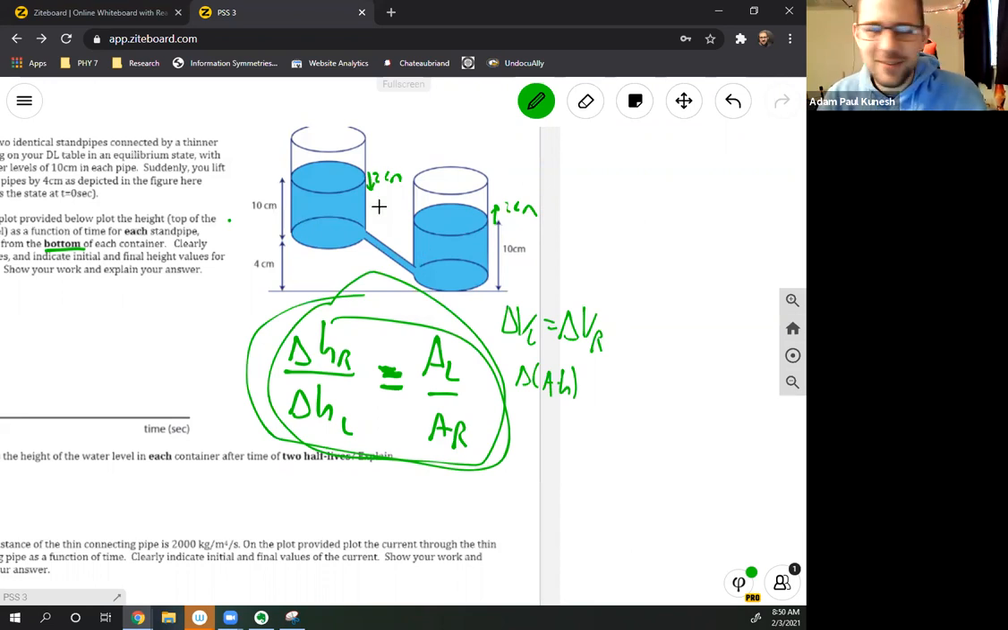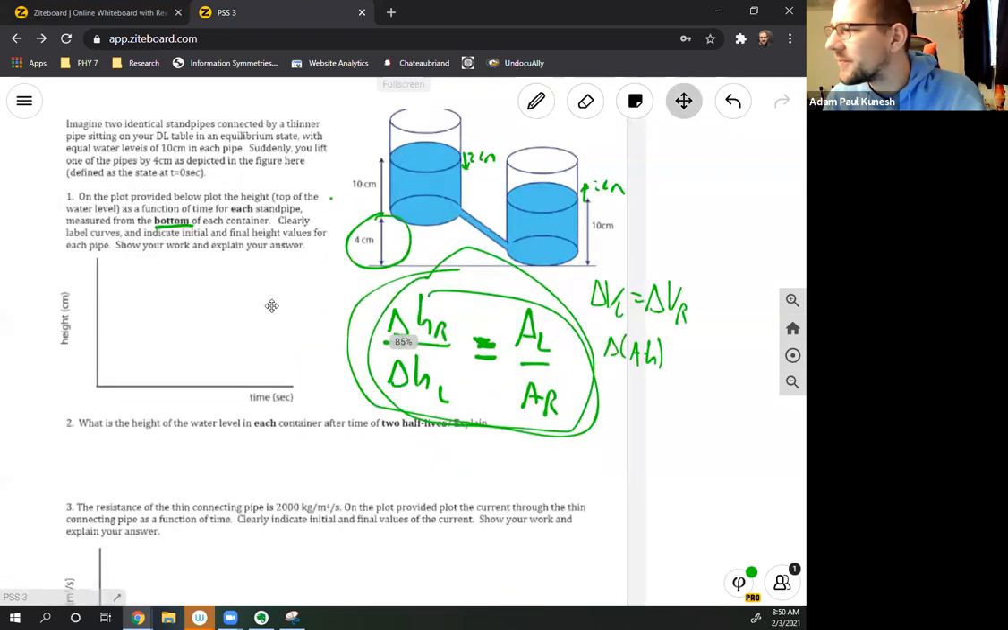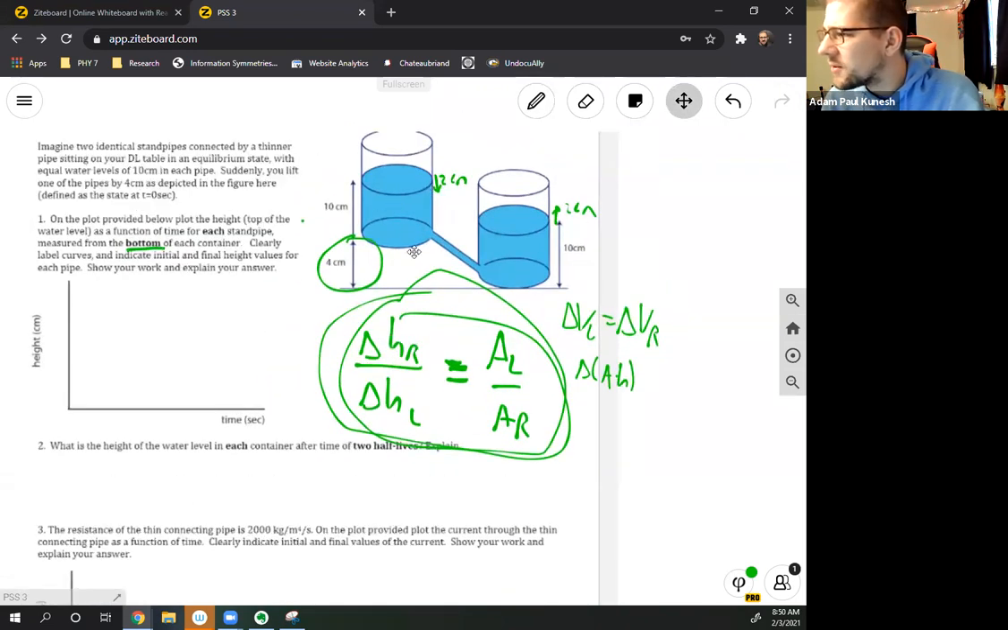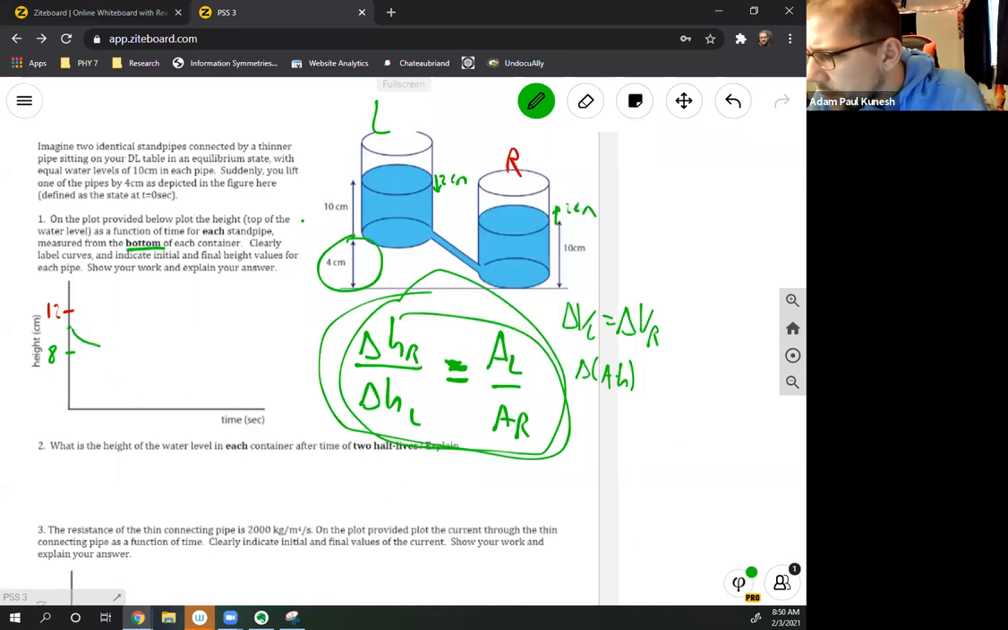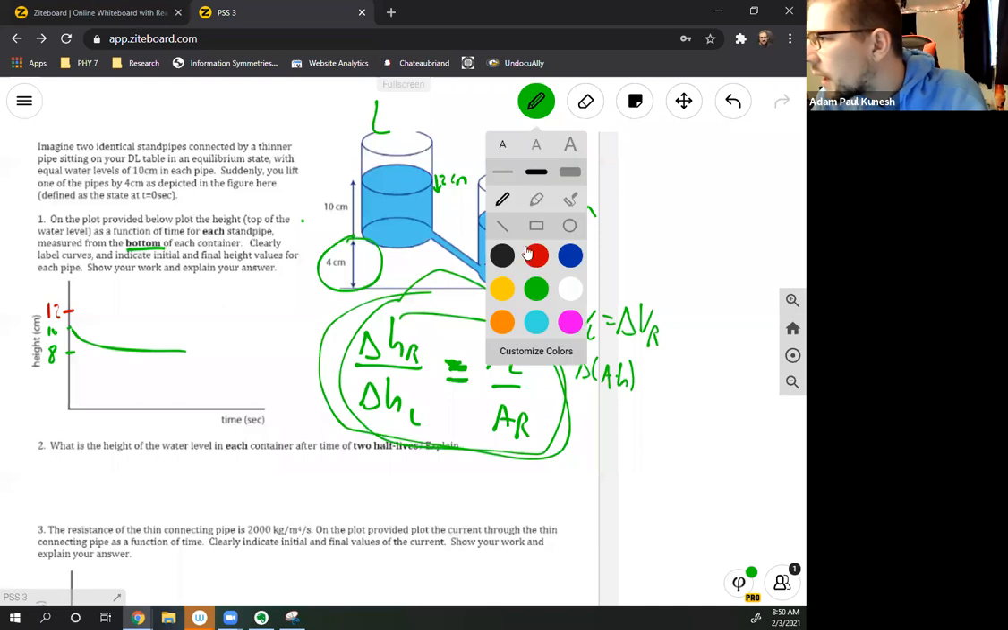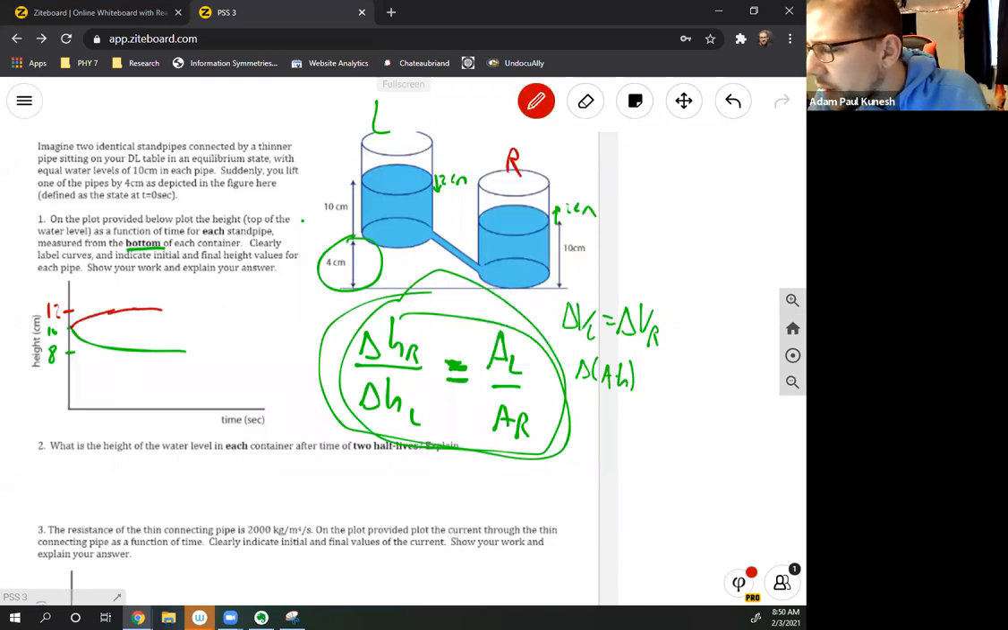But okay, so 2 centimeters down for one, 2 centimeters up for the other, because the initial difference in height between them is 4 centimeters. So 8 centimeters for the left pipe will be my equilibrium, and 12 centimeters for my right pipe. So this is 8 for the left and 12 for the right. So right and left. Initially they're both at 10 here. And they just do that. They'll have the same half-life because they are the same surface area and all that.